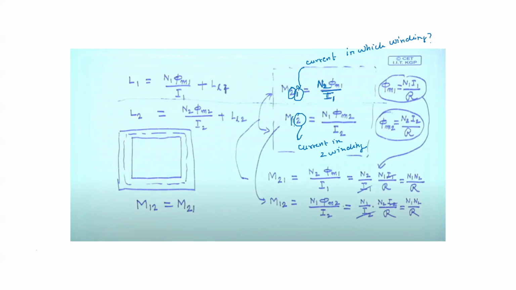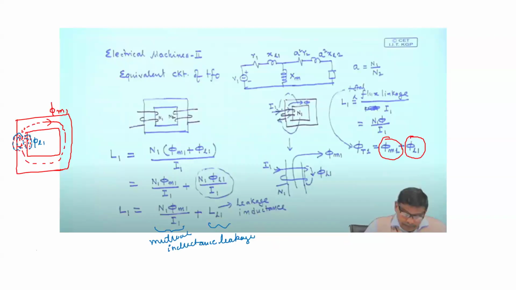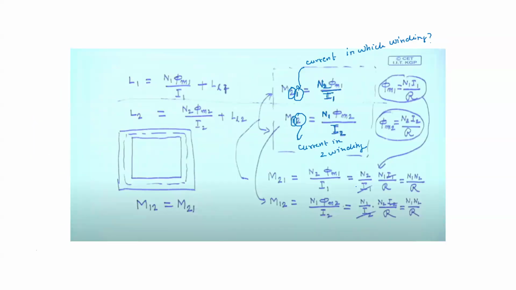because mutual is on 1, we have placed the number of turns as N1, and the current because of which this mutual is there is 2. So this is I2. Okay, like this. Now we will see, because the current is I1, because of I1 there was phi M1, right? Because of this I1, this phi has phi m1, right? So that is why with I1 we write phi m1.